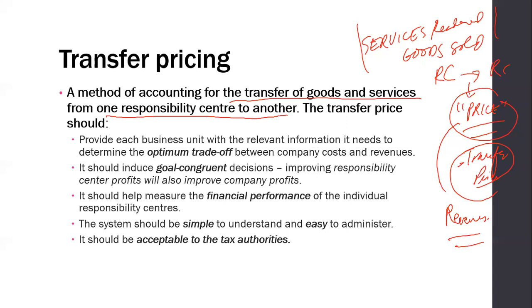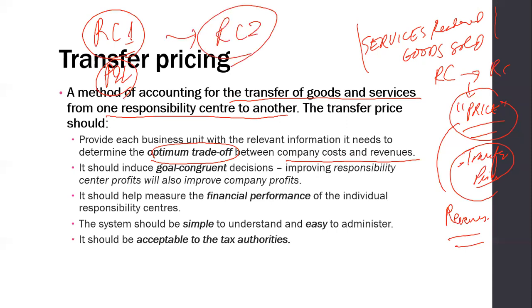The transfer price should, number one, provide each business unit with the relevant information it needs to determine the optimum trade-off between company costs and revenues. So now what happens is that responsibility center 1, who's providing the service, will think about its P&L. Responsibility center 2, who's buying or using the services of responsibility center 1, is also taking care of its own P&L. There are revenues on one side, and on the other side it's a cost for responsibility center 2. That dynamic is a tension between RC1 and RC2.